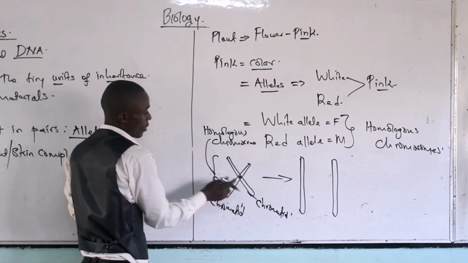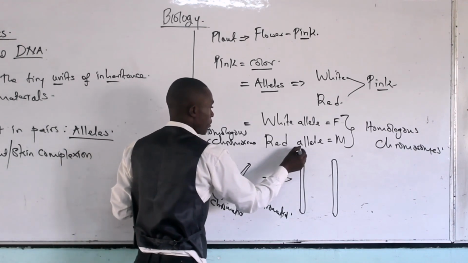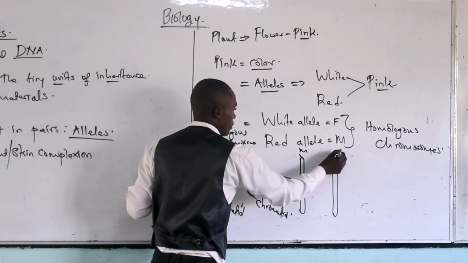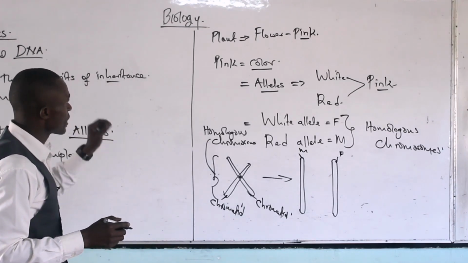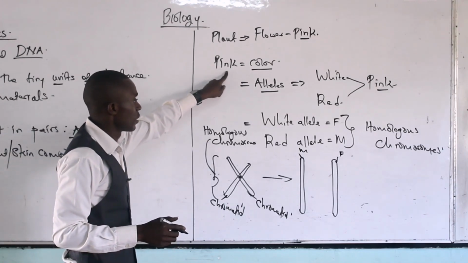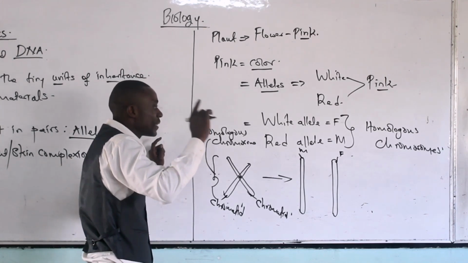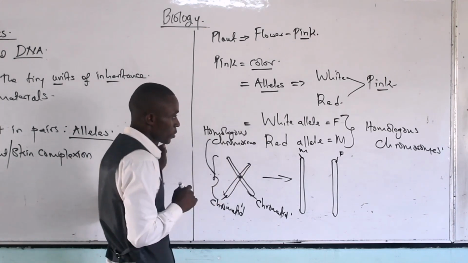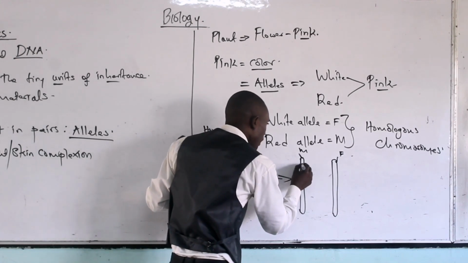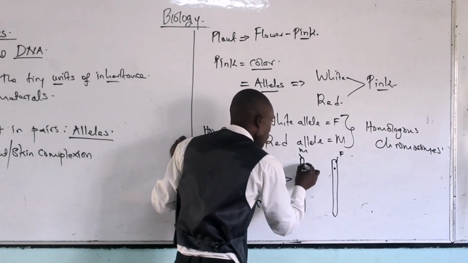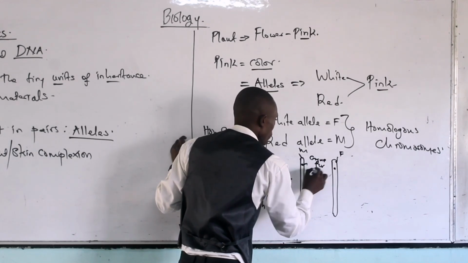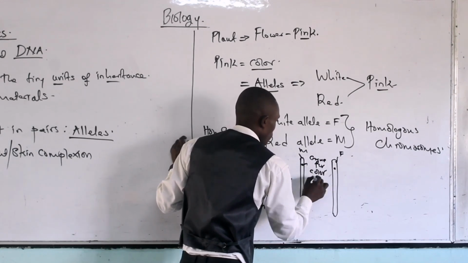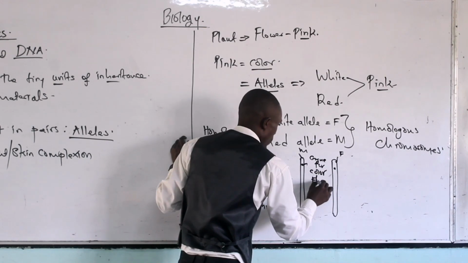Of this pair, one came from the male, another one came from the female. So in other words, if it is a trait for color, they normally occupy the same locus in different chromosomes. So here, on this locus, we can have a gene for color. And in this case, it is flower color.